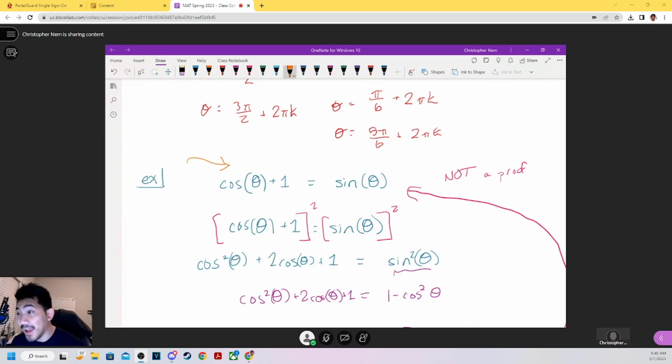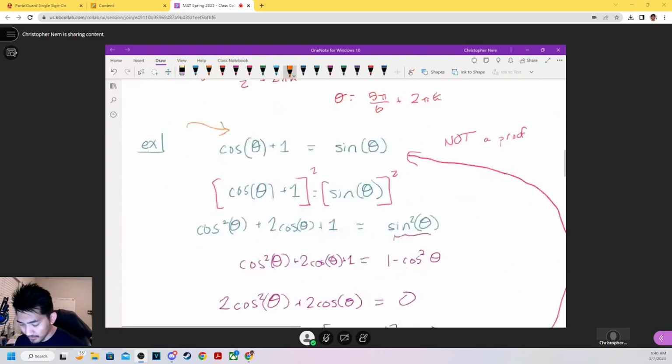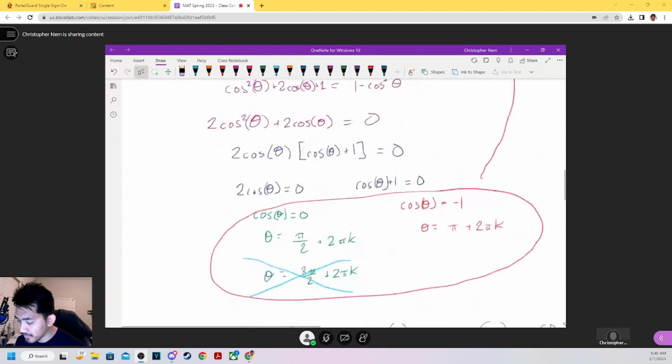Cosine of 3 pi halves is negative 1, because that's the y value. So positive 1 is not equal to negative 1. It is not a solution set. So you have to delete the entire infinite set. So boom, that's the idea.